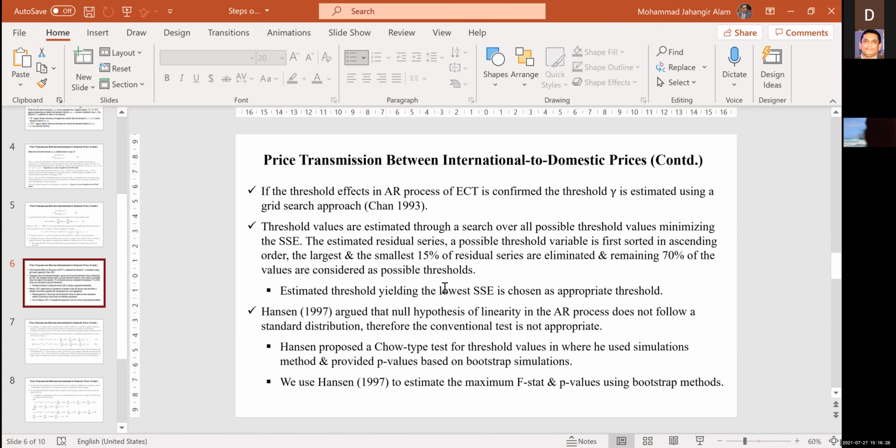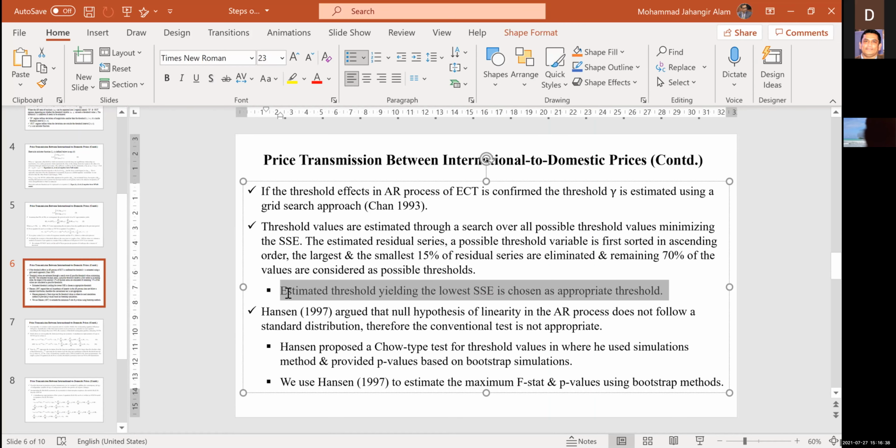The estimated threshold yielding the lowest sum of square errors is chosen as the appropriate threshold. The econometrics software will show a graph of where the sum of squared errors is the lowest, and that point will be taken as the threshold value in our estimation.